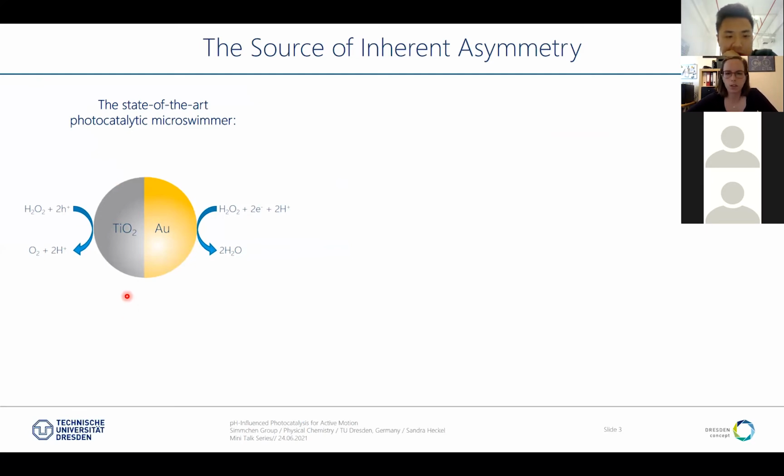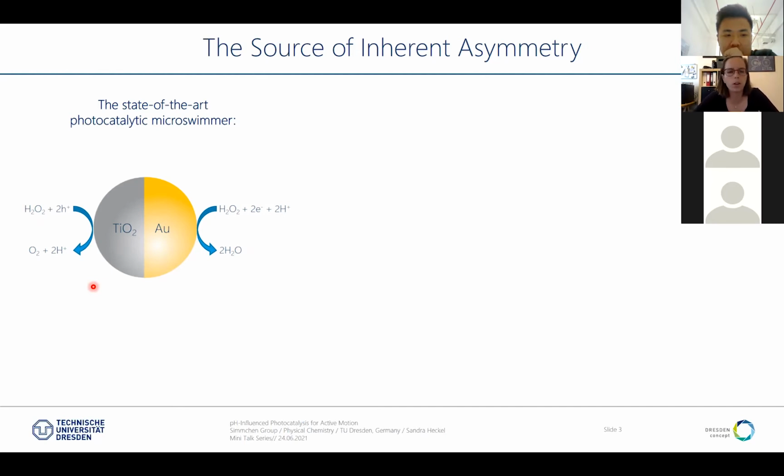It is based off some photocatalytic material, usually like titanium dioxide, that when you excite it with light, will create excited electron-hole pairs. And then usually you coat it with a co-catalyst like gold, where the electrons are transferred to. So you have charge carrier separation. Different half reactions will go on the different particle sides. For example, here, when you use hydrogen peroxide as a fuel, and then eventually you get active motion.